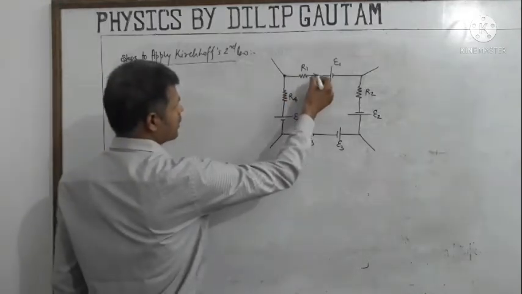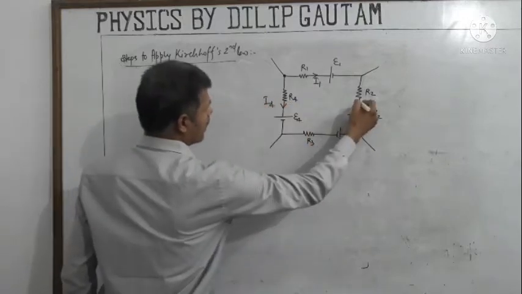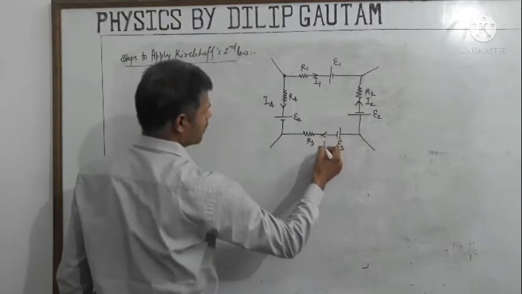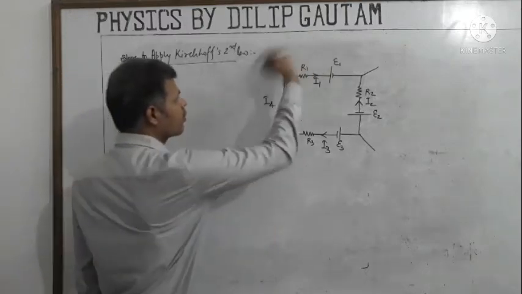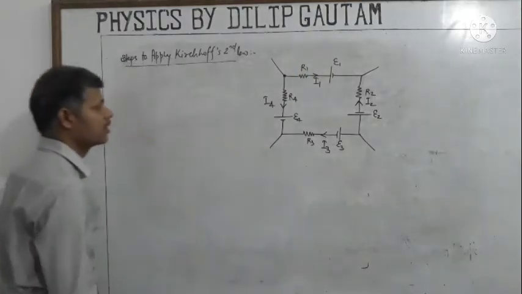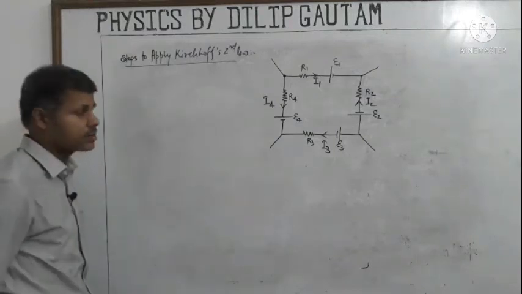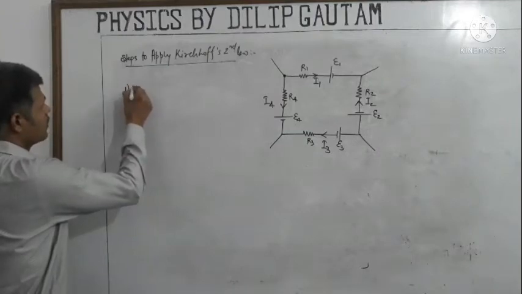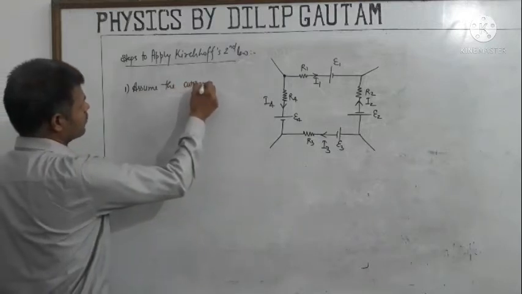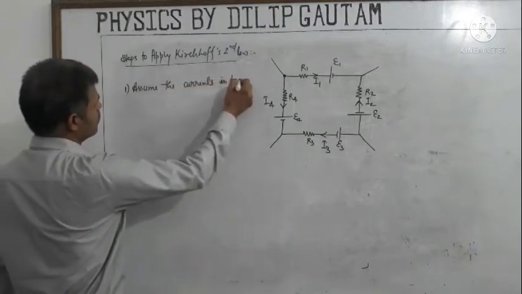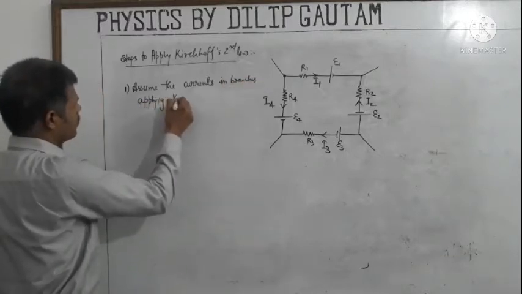So I let it be I1 here, I4 here, I2 here and I3 here. Now these are the currents in the different branches. We are not talking about the extra part of the circuit. So we have to get the currents in the branches. So first, assume the currents in branches, applying Kirchhoff's first law.